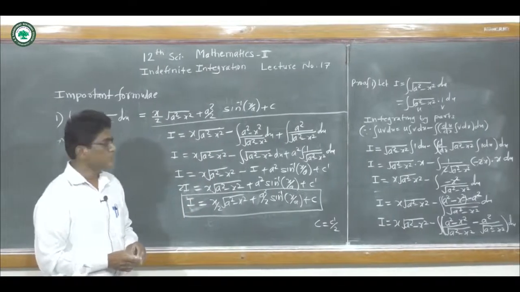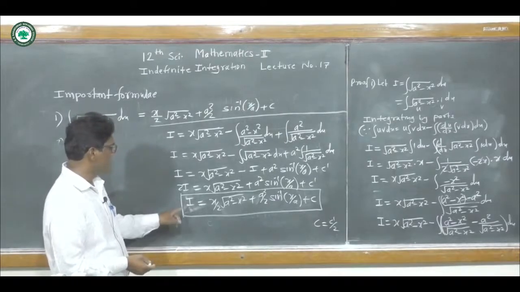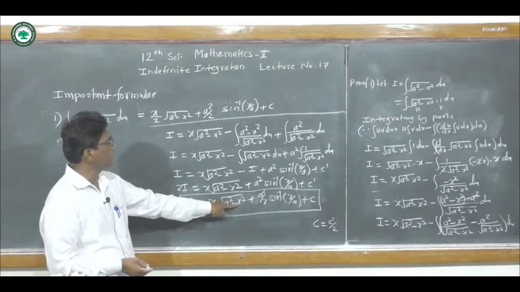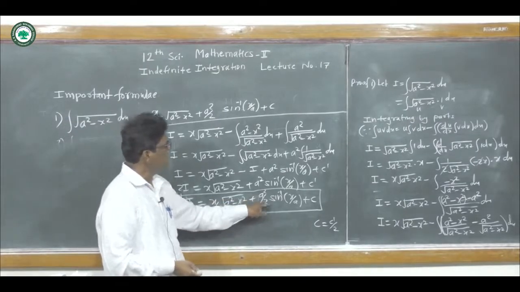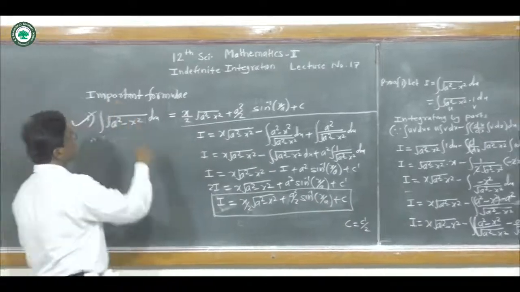Now take here a screenshot and write in your notebook. See here solution: I is equal to x by 2 root of a square minus x square plus a square by 2 sine inverse of x upon a plus c, which is here our first formula.